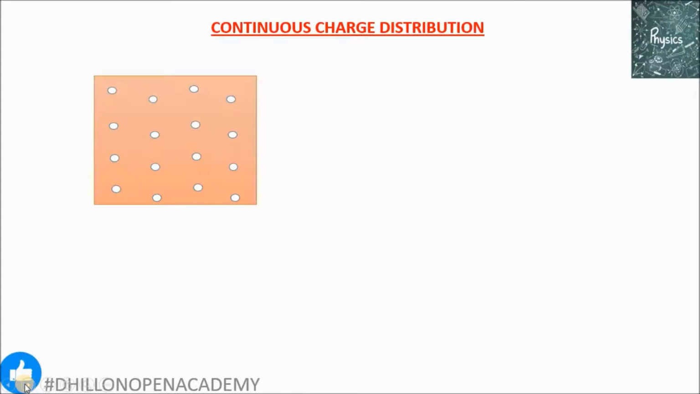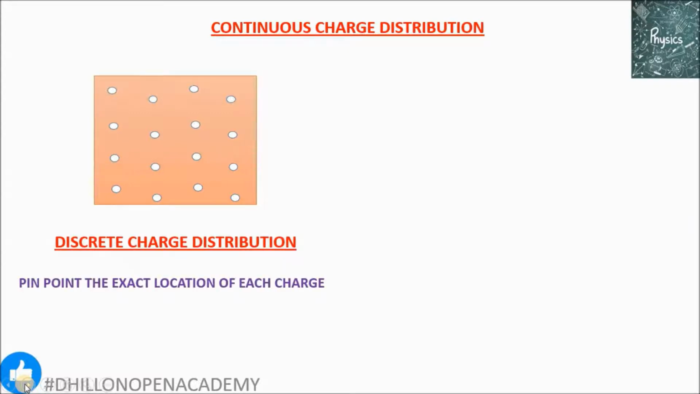For example, as shown on your screen, the white dots indicate the positions of point charges which are of zero size. An important property of these is that we can exactly pinpoint the location of each charge, and the distance between the charges is very large compared to the size of each charge.